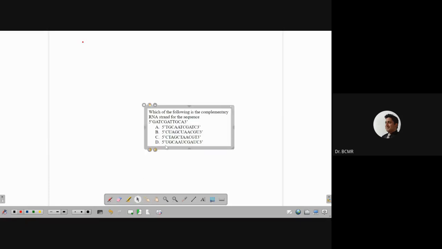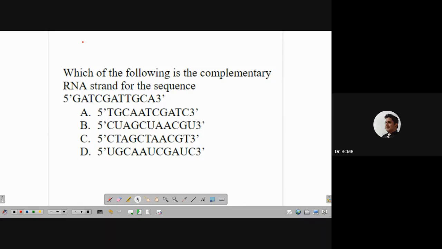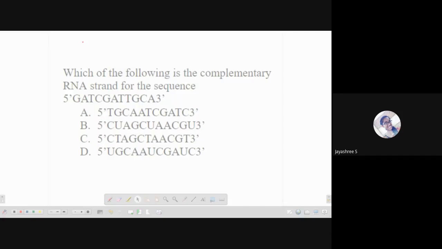So let's see the next question. This is a little bit of calculation probably. These are already known examples. We have already done these, but it will be a good idea if you can try to do these fast. Which of the following is the complementary RNA strand for the sequence given? As soon as you know, you can tell the answer, and then we can go ahead. D. Yes, please. Option D.